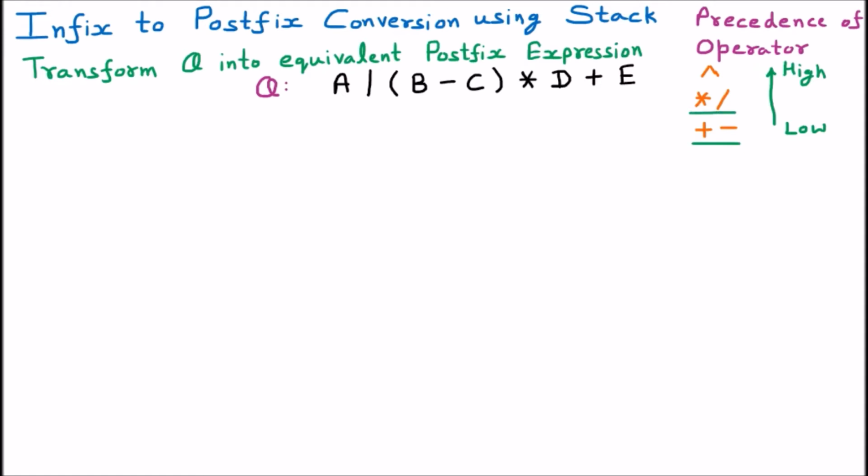So we only need to understand one thing: the highest precedence is of the power operator. Next, star and slash have the same precedence. Then plus and minus have the same precedence. This precedence of operators will help us in this question. First of all, we are going to solve this question with the help of the table method using a stack.